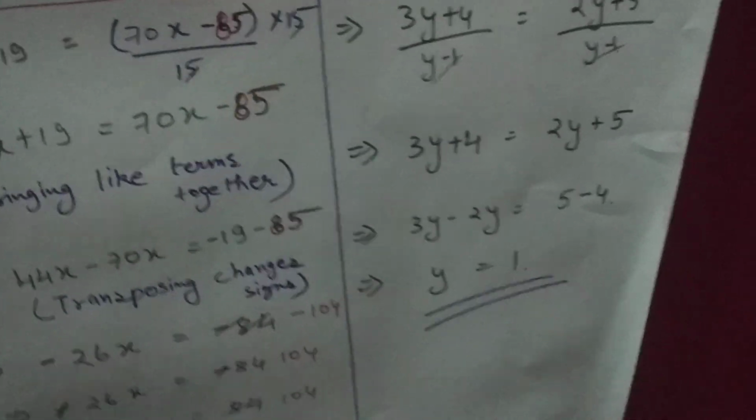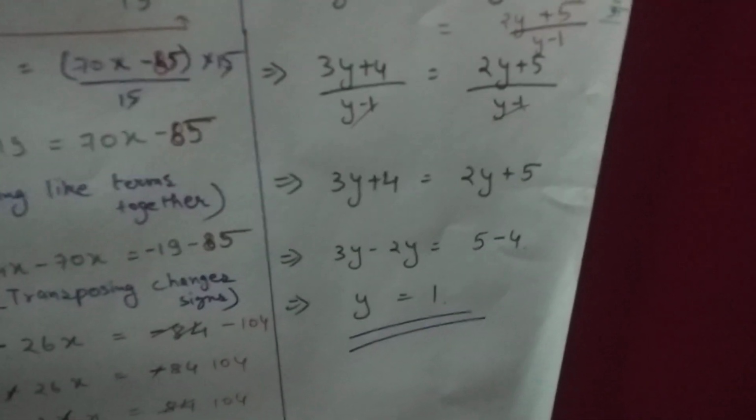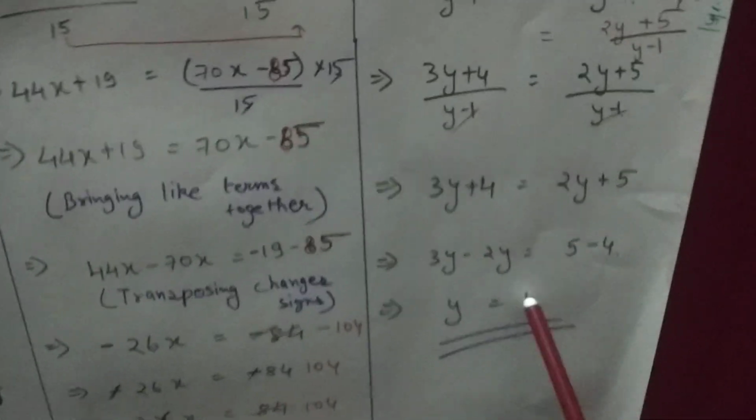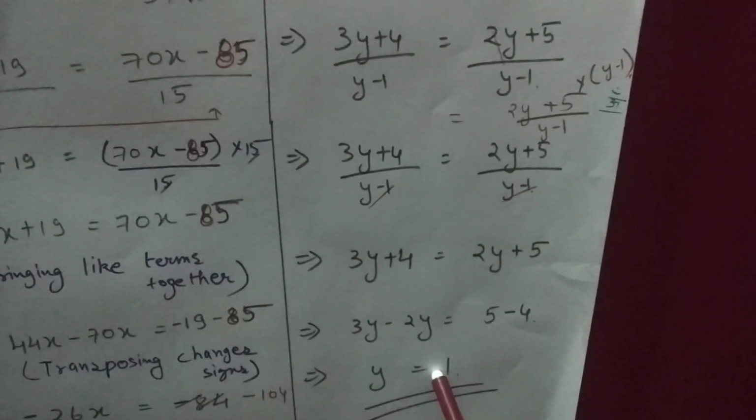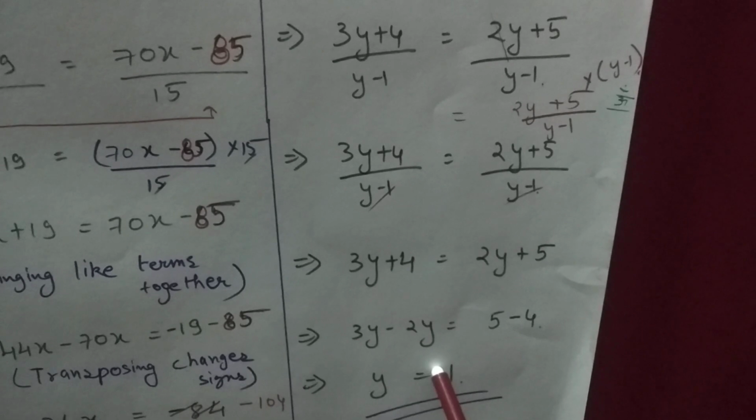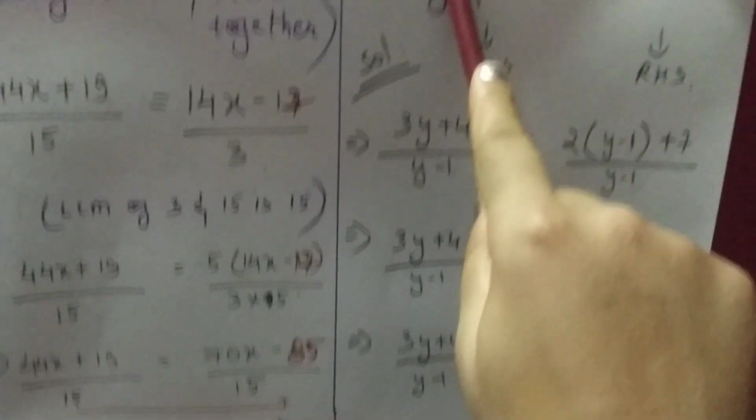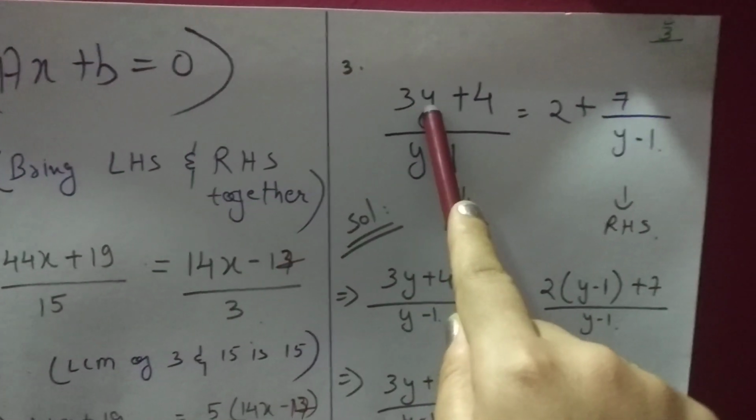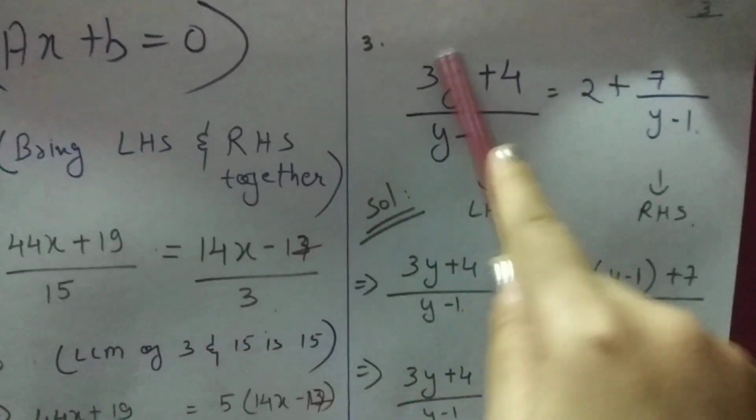If we want to check whether the value of y is correct or not, what we will do is simply put the value y equals 1 back into this equation. We will keep this back here. Then we will solve the complete equation.